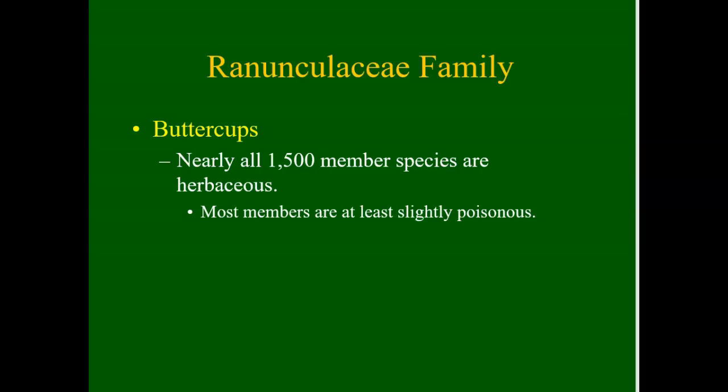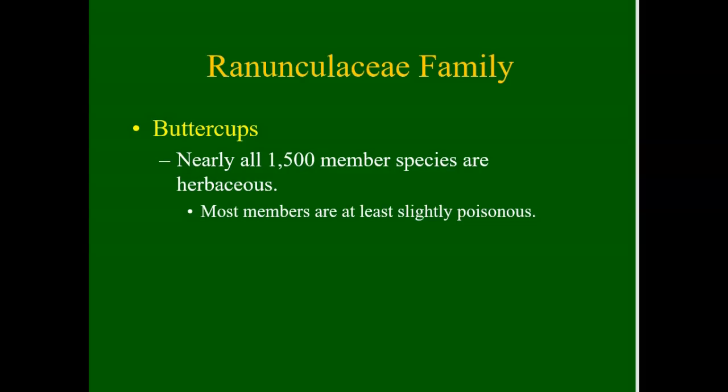So the Ranunculaceae family is again called the buttercup family. There are about 1,500 species in this, and they're almost all herbaceous. So non-woody plants are in this group. Most of the members are at least slightly poisonous. Many are very poisonous, but almost all of them have at least some kind of poison to them.